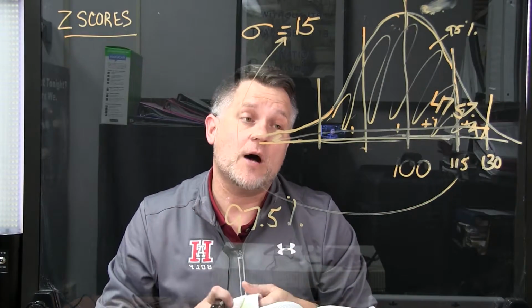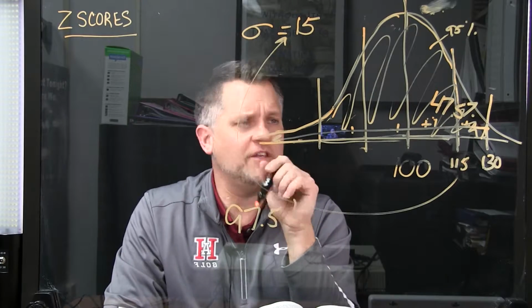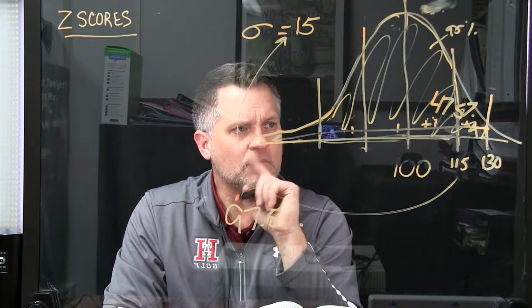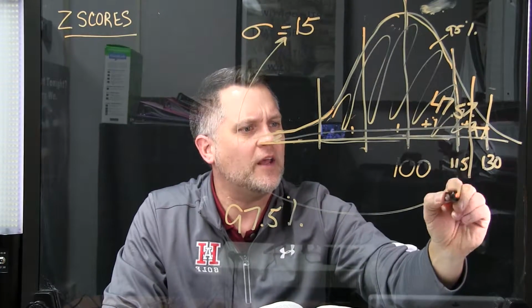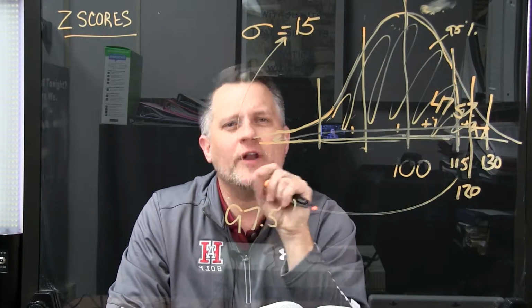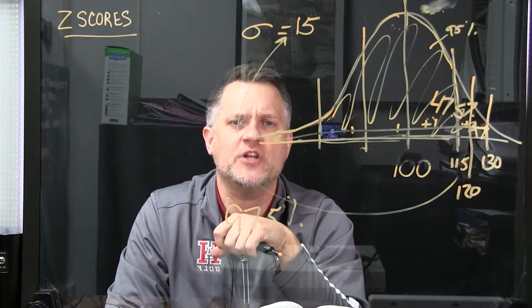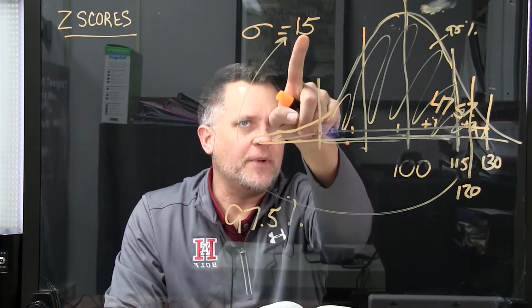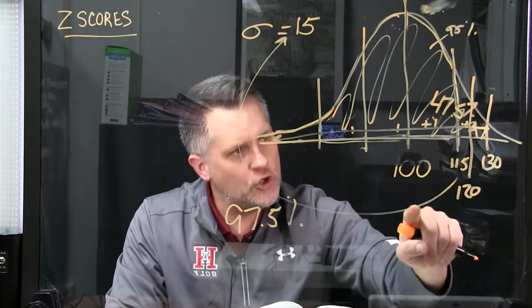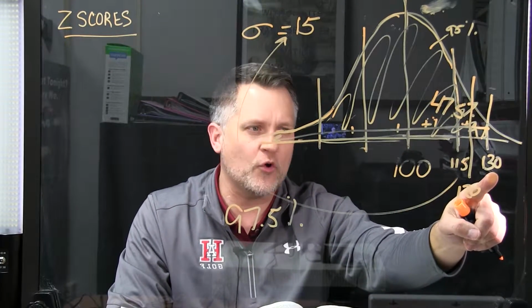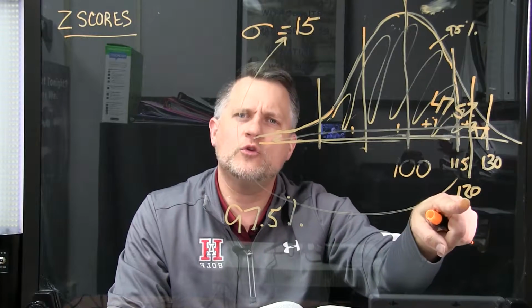So, where does this get complicated? What if I said to you, okay, Matthew scored 120 on his IQ test. He wants to know what proportion of the population he scored better than. I look up and I see, okay, 1 standard deviation from the mean is 115. 2 standard deviations is 130, but I don't know what 120 is.